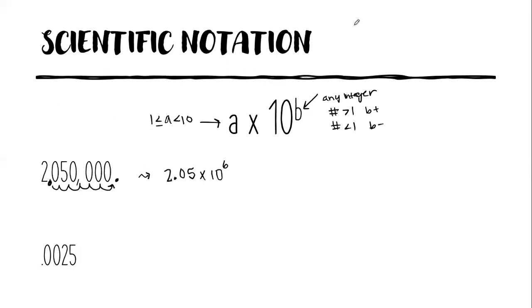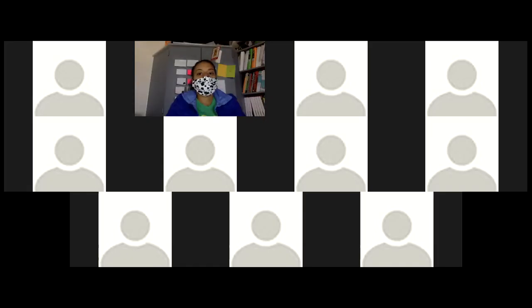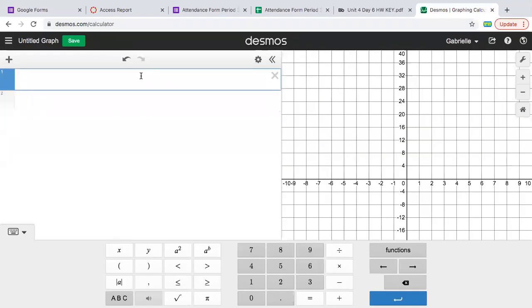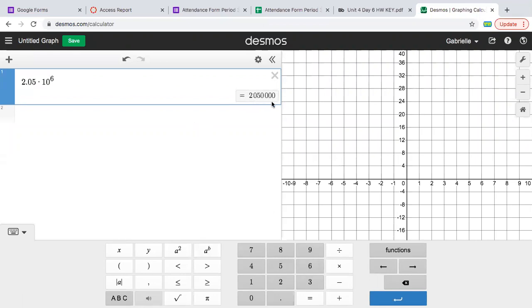Let me show you how you can check your answer in Desmos. So the answer that we got was 2.05 times 10 to the power of 6. Well, I can put that into Desmos. 2.05 times 10 to the power of 6. Well, what number did that give me? 2,050,000. There's my original number. So you can always go back, put the number that you got in scientific notation, and see if it matches with the original number that's in standard form.